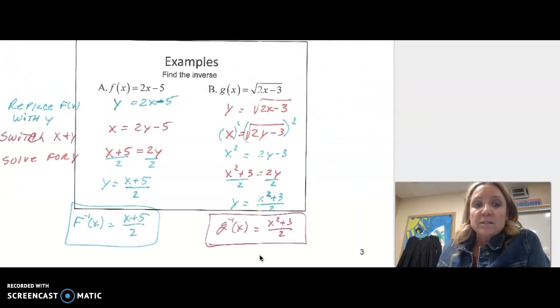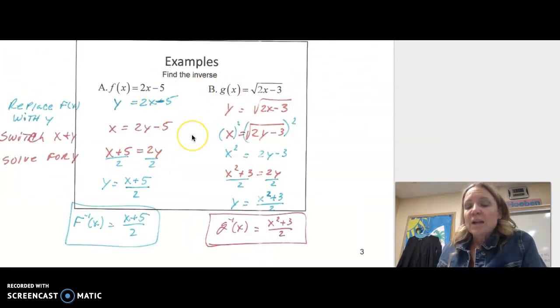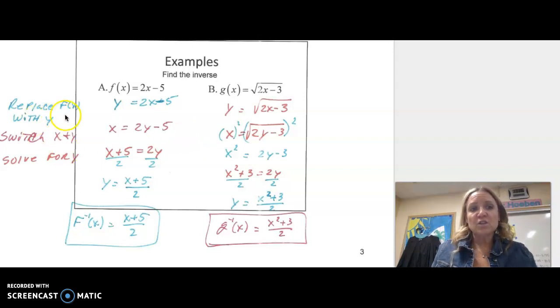All right, so let's practice finding the inverse. And there's a little trick. So the first thing you want to do is take the function f of x equals 2x minus 5 and just rewrite it as a function of y. So function of x is just fancy notation for y equals.